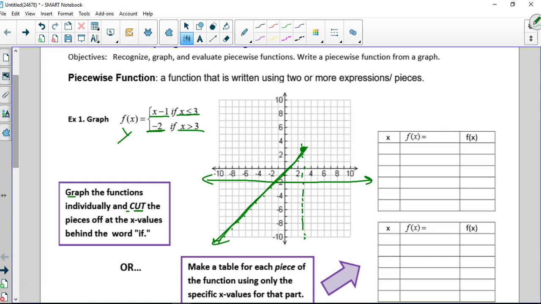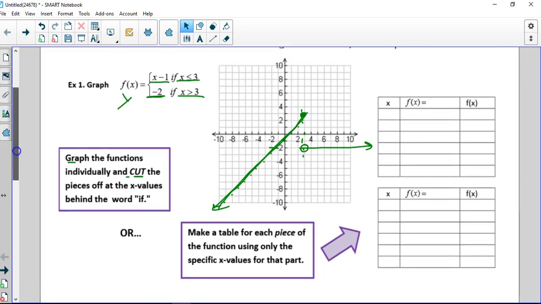So again, I come down here, but this time I'm going to put an open dot because I want it greater than, but not greater than or equal to 3. So I'm going to cut it right there. And that is my piecewise graph. Okay? And that's one way to do it. Now you can go ahead and copy that down.